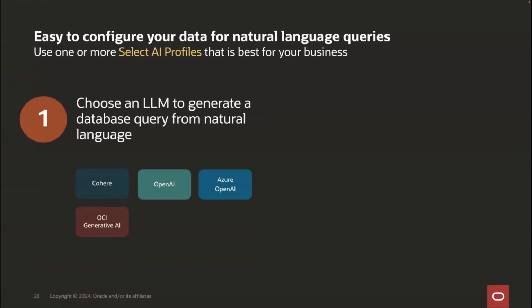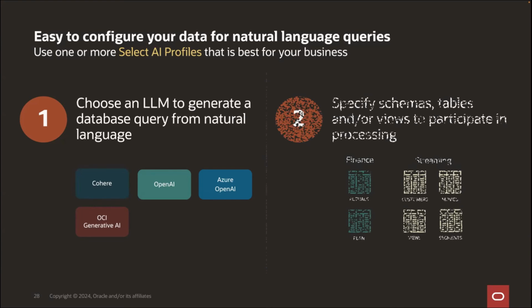Okay, so how does it work in terms of configuration? Is this difficult to configure? You start by creating an AI profile, okay? And in that profile, you choose the LLM that you want to use. You can decide to use Cohere, OpenAI, Azure OpenAI, or OCI generative AI, okay? So in that profile, you decide which LLM to use, and then you pass information about tables and views that you want to participate in the SQL generation.